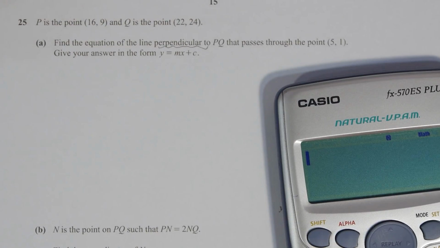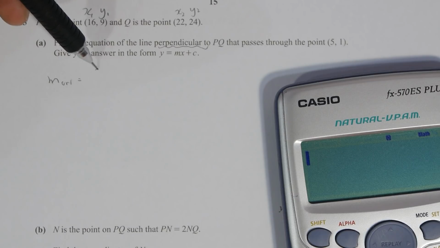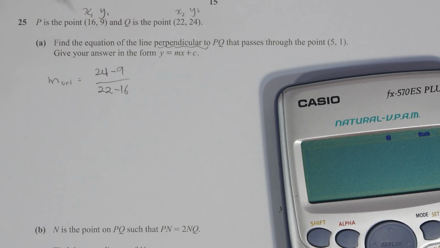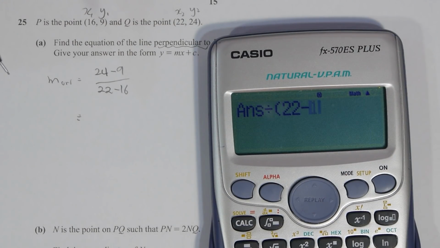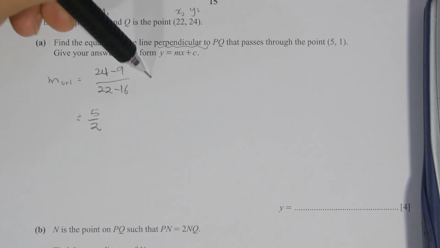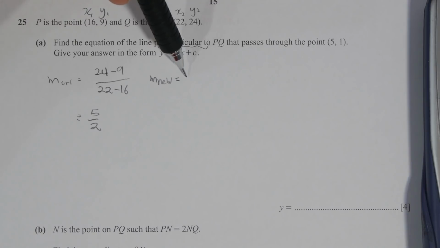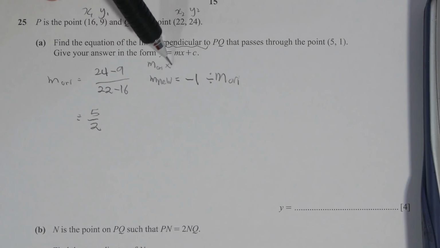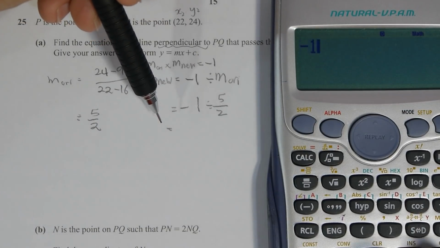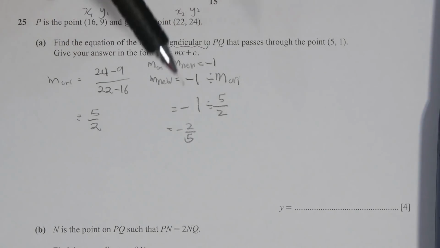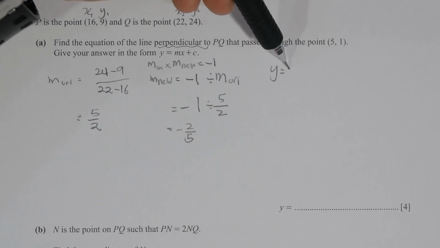Question 25 part A. First you need to find the gradient of the line PQ, which in our case is 5 over 2. Then for you to find the gradient of the perpendicular line, all you need to do is take 5 over 2 times the gradient of the new line equals -1. After you run the calculation, you will get that the gradient of the new line is -2 over 5. So y equals -2 over 5 x plus c. Substitute the point in, as it passes through (5, 1). Then you get c as 3. So the formula will go by y equals -2 over 5 x plus 3.